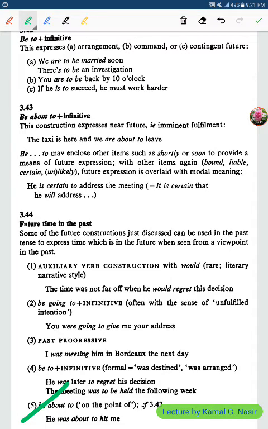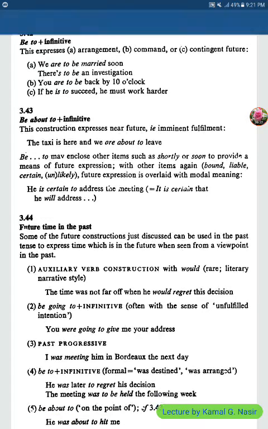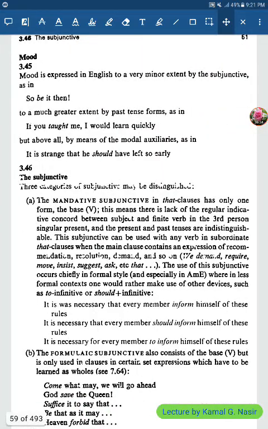He was about to hit me. Now, no, in the future. He was about to hit me. Was is one of the be forms, and about to, and then the infinitive. In these cases, the past form gives the meaning of the future.